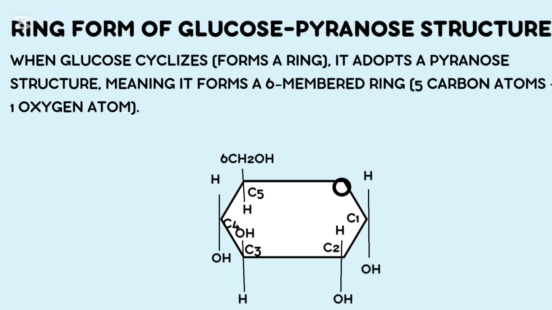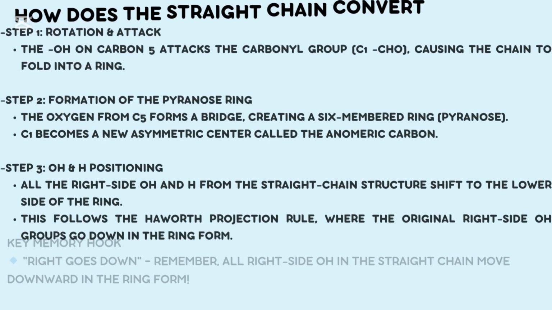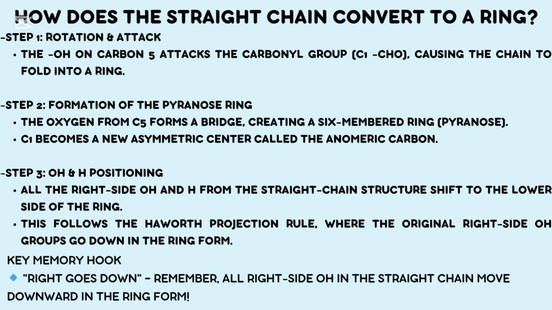Ring form of glucose, the pyranose structure. When glucose cyclizes, forms a ring, it adopts a pyranose structure, meaning it forms a 6-membered ring, 5 carbon atoms plus 1 oxygen atom. How does the straight chain convert to a ring? Step 1. Rotation and attack. The OH on carbon 5 attacks the carbonyl group, C1-CHO, causing the chain to fold into a ring.